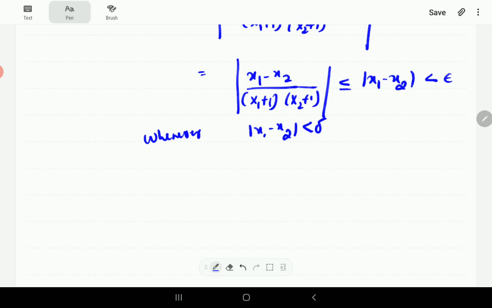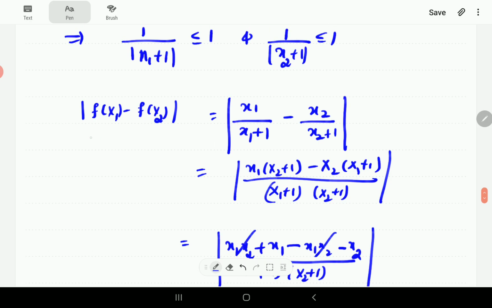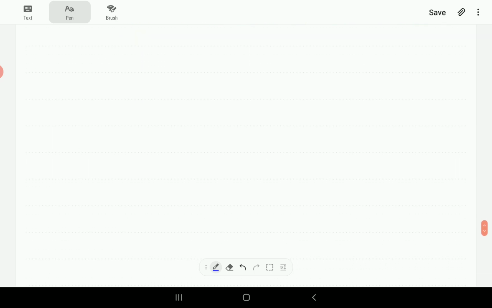Okay, so therefore this implies we have got the definition. You can see we have started with this, we have got it as less than epsilon whenever your difference between them is less than delta. This implies f is uniformly continuous on the closed interval 0, 2. So this is how you have to show that the given function is continuous in the closed interval 0, 2. Right, now let me take another example in order to check this one.